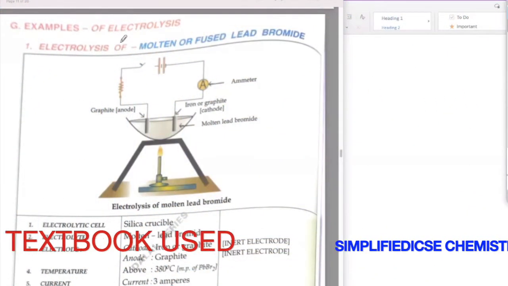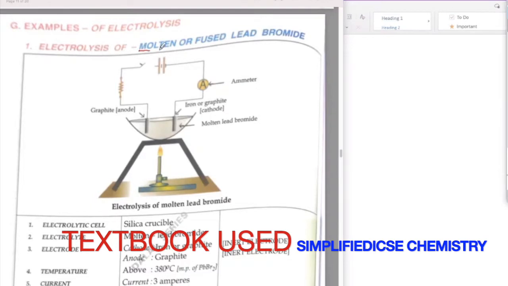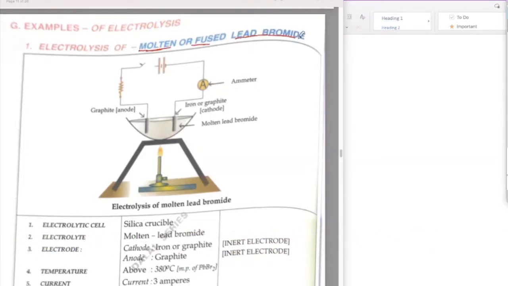Now the first example is that of the electrolysis of molten or fused lead bromide. Now why do I take molten or fused lead bromide? Because lead bromide is an electrovalent compound. Where it is an electrovalent compound, between Pb and Br there is going to be a strong electrostatic force of attraction, the force of attraction in your textbook. Attraction between Pb2+ and Br1-, correct?